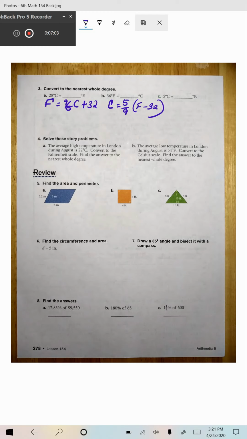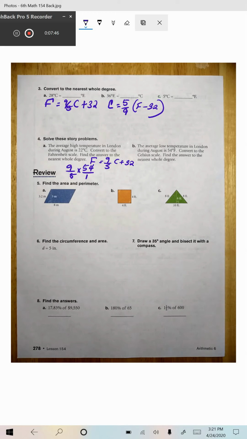Let's look at the story problems in number 4. The average high temperature in London during August is 22 degrees Celsius. Convert that to Fahrenheit. All right, so we want Fahrenheit, so we're doing this one right here. I'm going to write it, and then I can just figure it out. So I'm going to take the Celsius plus 32. What's 22 plus 32? Get 54. All right, so it's 9/5 times 54. Oh, and lovely, that doesn't cross cancel. How sad is that? All right, so therefore, I need 4 times 9.